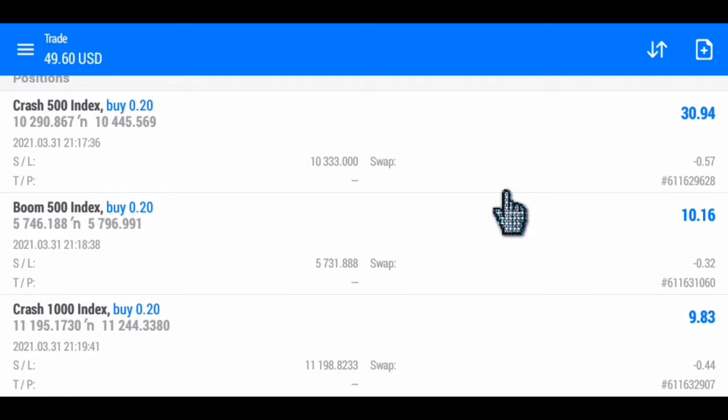Boom and crash, I bought. I'm trading in the direction of the spike in Boom, but in Crash 500 and in Crash 1000, I'm trading against the spikes.